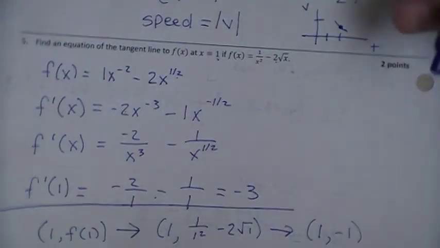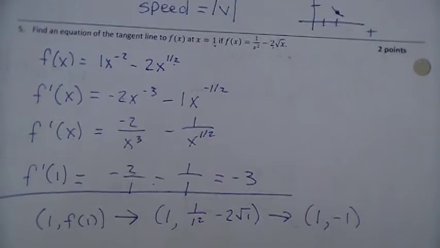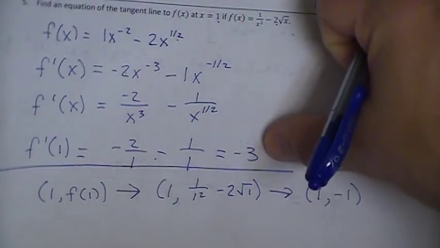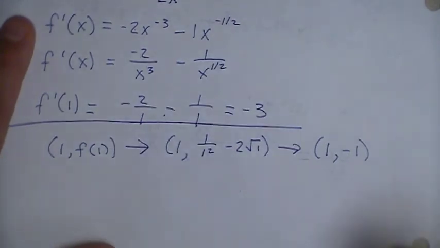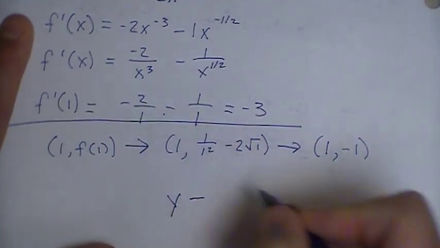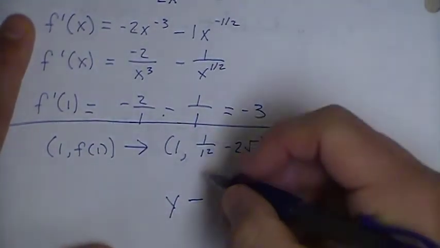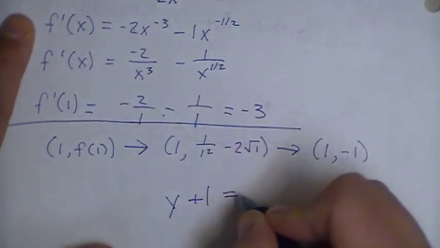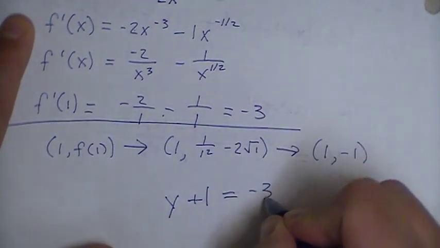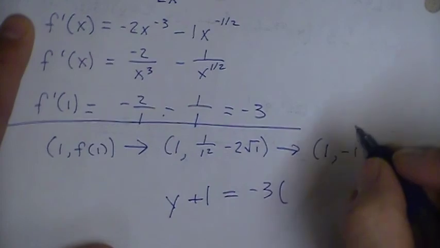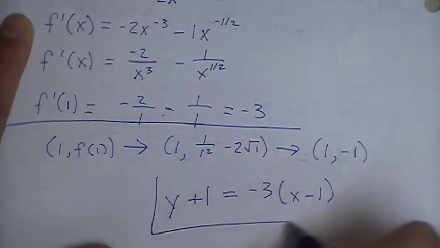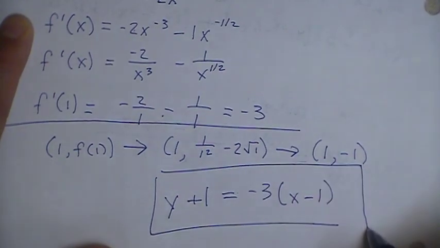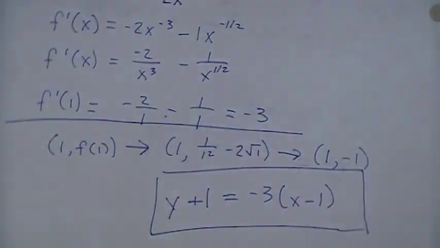So we just need to wrap things up by writing out the equation of a line that has this as its slope and goes through this point. I'm going to go to point slope form. So I'm going to have y minus y1, which is -1, so plus 1, equals m, which is -3, times the quantity x minus x1. If you went to slope intercept form, that was also fine. But there's the equation of your tangent line.